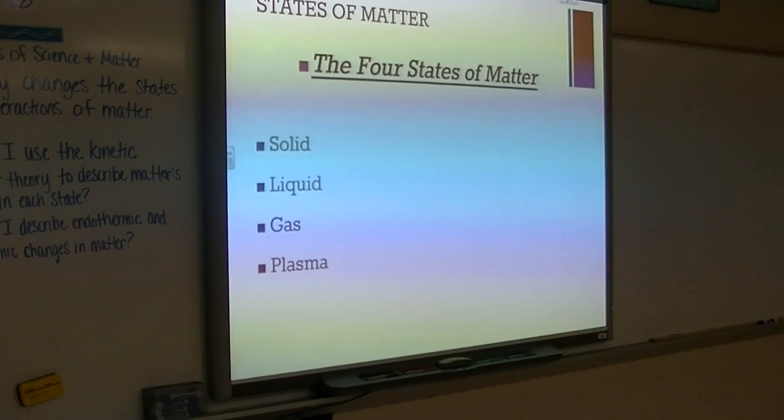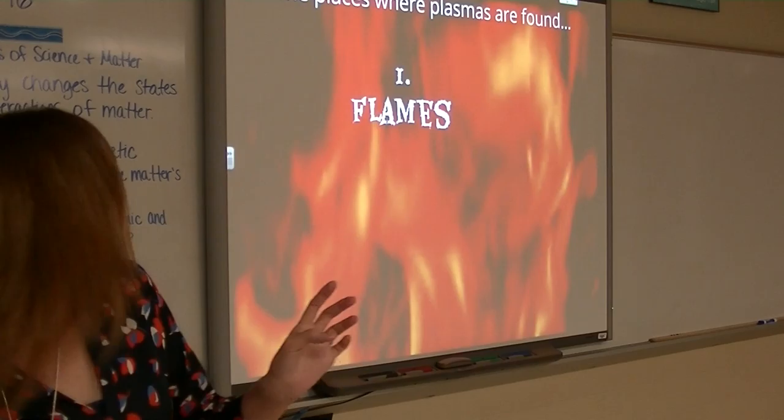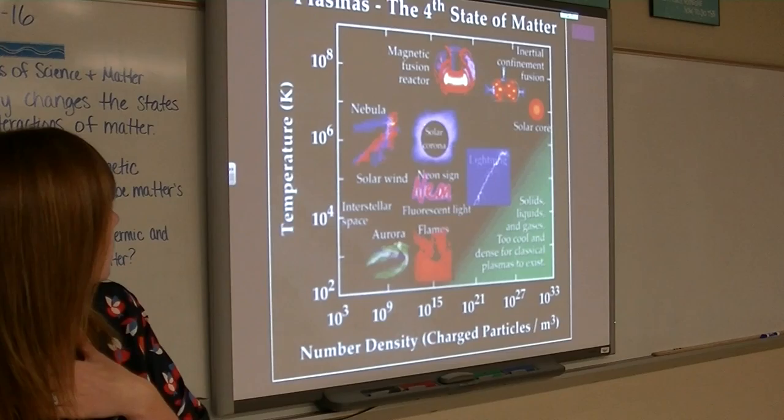Plasmas are very, very hot, like, we're talking super, super high temperatures. So they're found in flames, lightning, the aurora borealis, which is the northern lights. The sun is an example of a star in its plasma state. And I love this graphic.